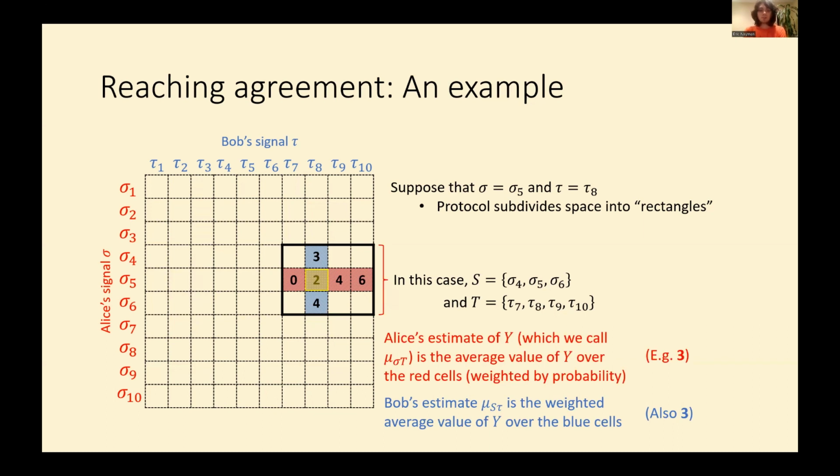So if all of these cells are equally likely, and the average value of y inside each cell is as indicated here, then Alice's estimate of y will be the average of 0, 2, 4, and 6, which is 3. And Bob's estimate will be the average of 2, 3, and 4, which is also 3. And so in this particular situation, Alice and Bob will agree.